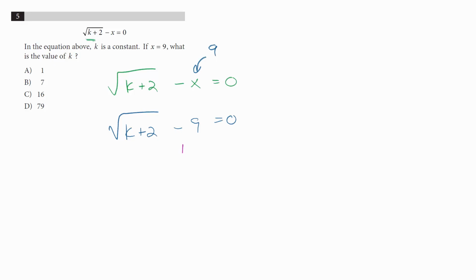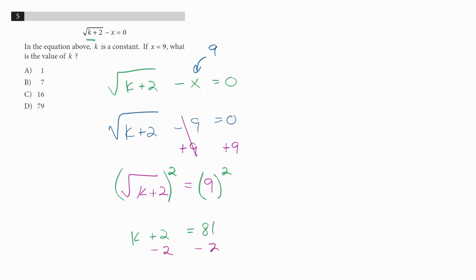Next thing we're going to do is add 9 to both sides. Those terms cancel. Square root of k plus 2 equals 9. To undo the square root, all we got to do is square both sides. So we end up with k plus 2 equals 81. Subtract 2 from both sides. We end up with k equals 79, which means that D is our answer.